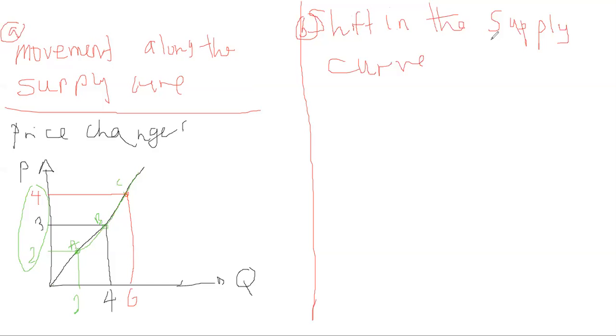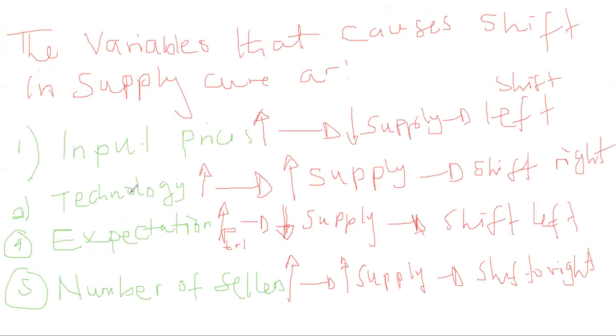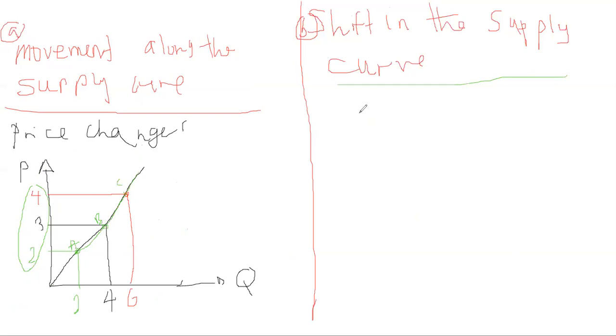But if we come to shift in the supply curve, one thing we need to know is that it is caused by factors like input prices, technology, expectation, and number of sellers. It's not caused by price, but only by these. Maybe there was a change in input prices, that is cost of production, or a change in technology, expectation, or number of sellers. So it's important we know these differences.